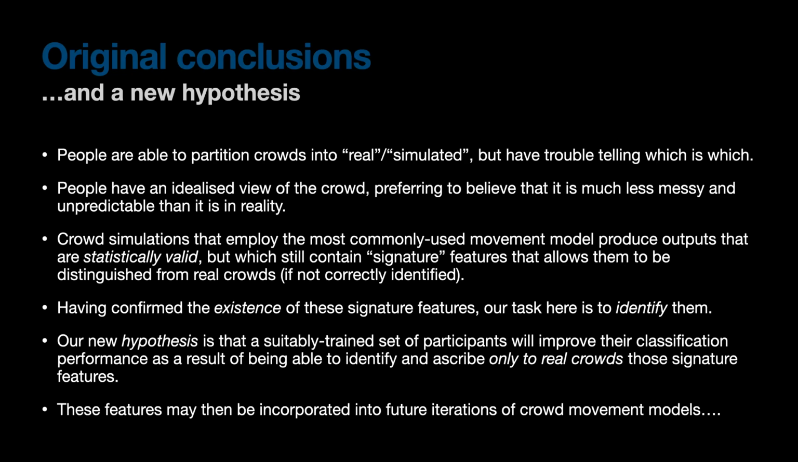So that laid the foundations for the current follow-up study. So we confirmed the existence of a set of features of real crowds that allow individuals to distinguish, if not identify, those real crowds. Our hypothesis is that new participants will show an improvement in classification performance after being trained by viewing movies of real crowds. Once they've explicitly identified the features that allow them to identify the real crowds, that tells us what we need to include in the new versions of our crowd simulations in order to make them more realistic.